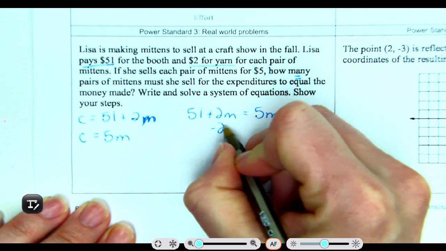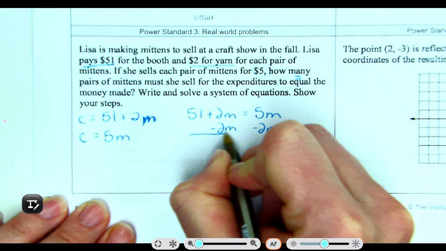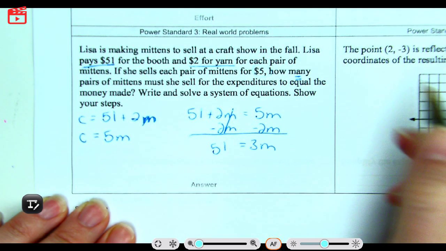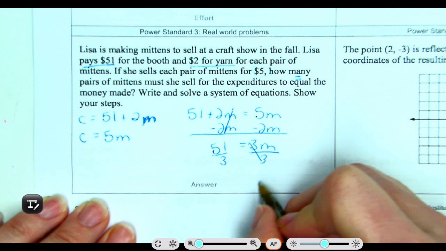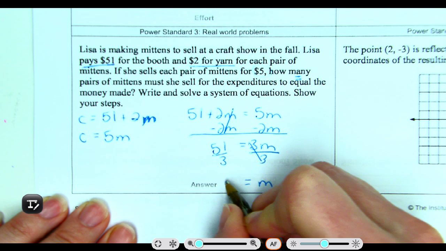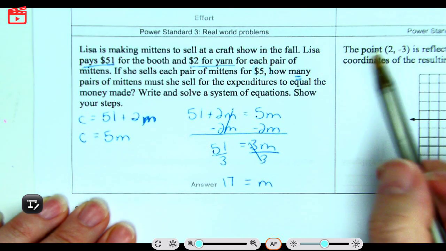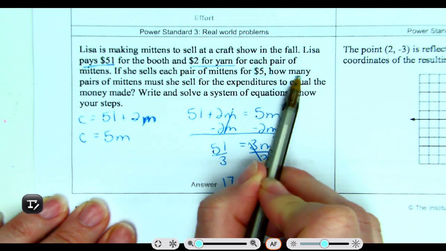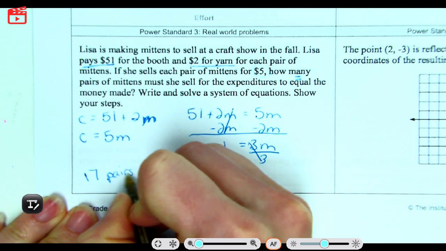So I'm going to get rid of the 2 mittens over here, 2M, and whatever I do to one side I have to do to the other. That cancels out. I'm left with 51 equals 3M. Divide both sides by 3. The number of mittens she needs to sell is 17, because 51 divided by 3 is 17. So if you go back to make sure you're answering the question being asked, it says, if she sells each pair of mittens for $5, how many pairs of mittens must she sell? She must sell 17 pairs of mittens.